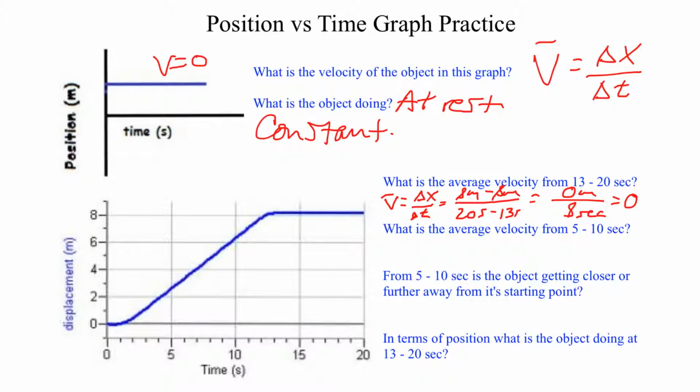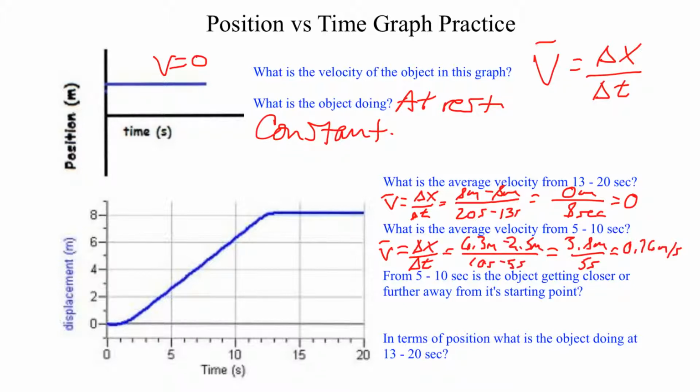Hopefully you've noticed that anytime you have a horizontal line on a displacement versus time or position versus time graph, the velocity at that point or range of times is 0. So the object was at rest here. Now, what's the average velocity from 5 to 10 seconds? Again, write the same formula down, and this time I'll let you figure it out. If you need more time, pause the video.